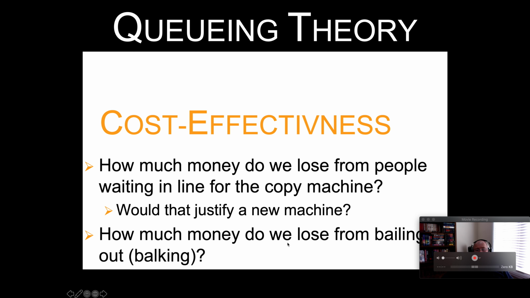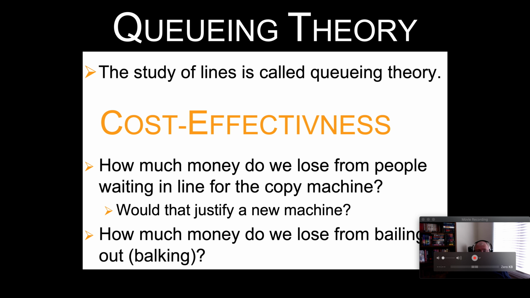Okay. How much money do we lose from bailing out? That is, people are just there and then all of a sudden they leave. So what happens there? How many times have you been on hold for something, maybe to make a purchase, and you get so tired of being on hold that you just say, forget that, I'm going to do something else instead, and you never go back to that line? That's the bailing out that we're talking about here.